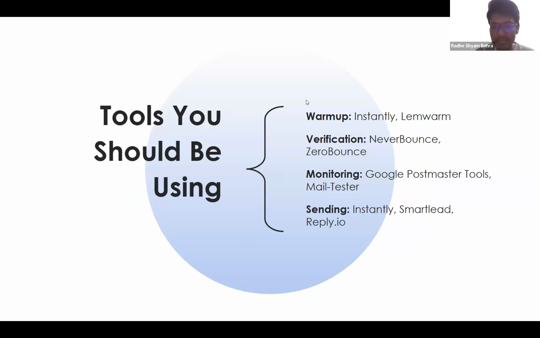Anyway, this slide itself is a very detailed topic of discussion, so I'm just going to talk really quickly about this. There are certain tools out there which are really good to set up, really user friendly. Some of the tools are mentioned over here. We talked about warm up, email verification, monitoring, and sending the emails. For warm up, you can use Instantly. There is a facility of warming up the emails in Instantly. There is Lemwarm, which is specific to warm up. Then there are other tools as well. You can just look them up on the internet.